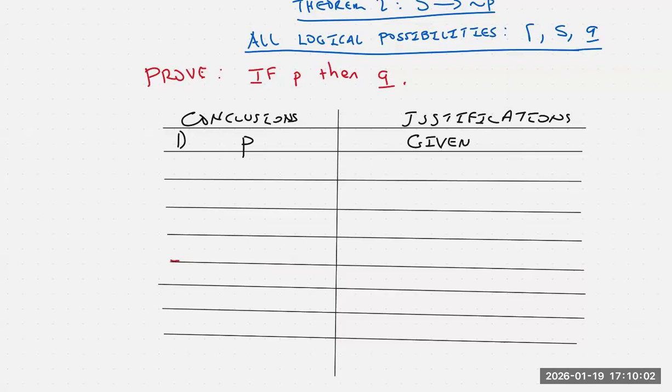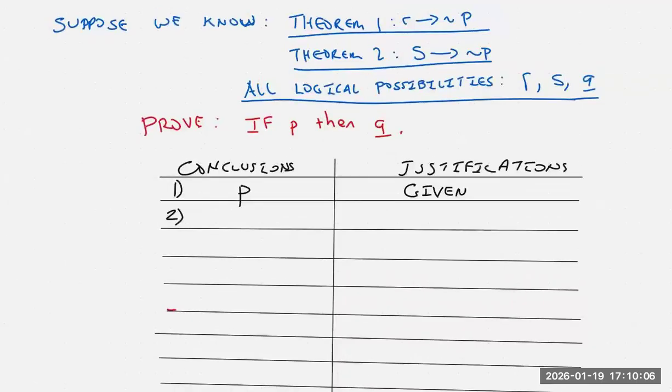Now, here's where it gets a little different. A while ago we could go straight from whatever to whatever. You notice that theorems don't have any P implying anything here. We have theorem 1, R implies not P. Theorem 2, S implies not P. And we have some possibilities right here. From P, we can get either R, S, or Q.